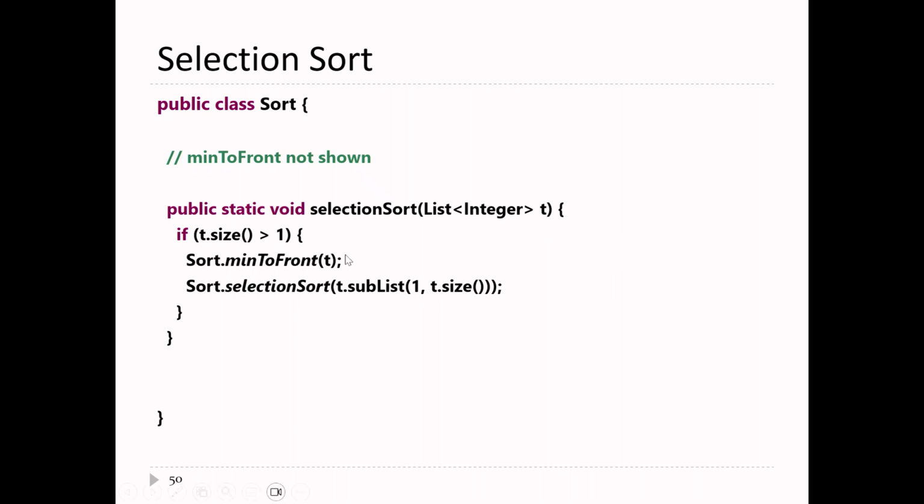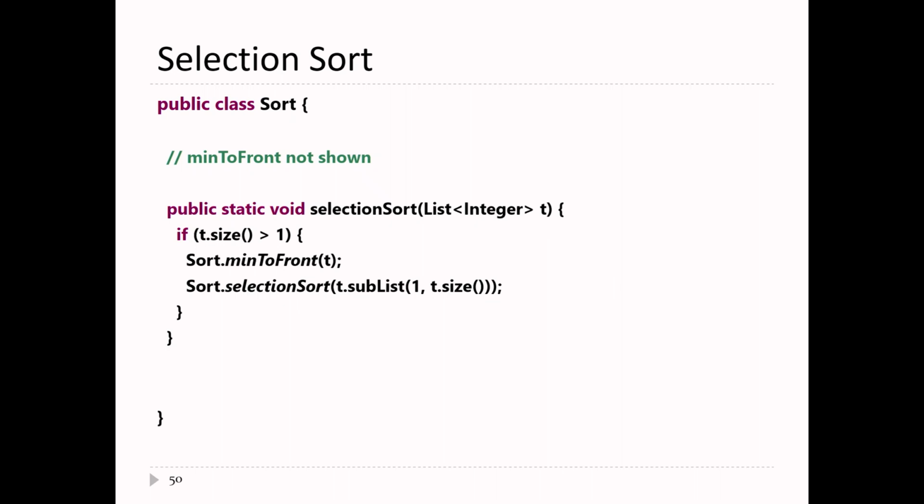So that moves the smallest element to the front. Now recursively move the smallest element in the rest of the list to the front of the rest of the list. And keep on going until you've sorted the list. How do you know you're done? If the size of the list is ever 1 or 0, you're done.